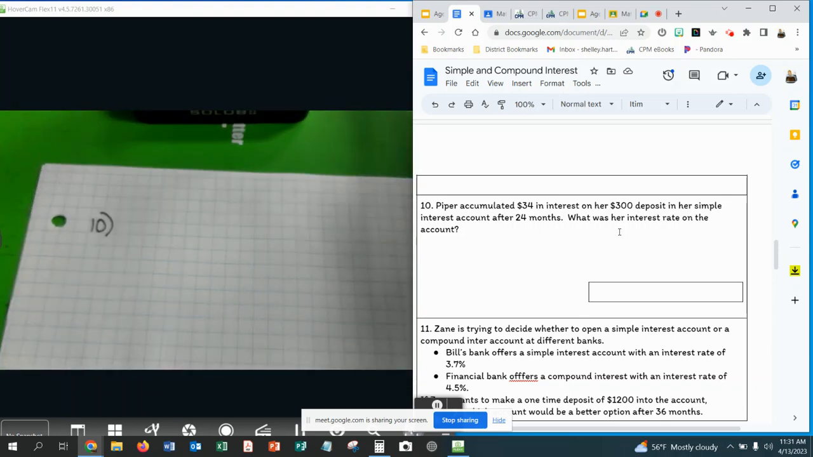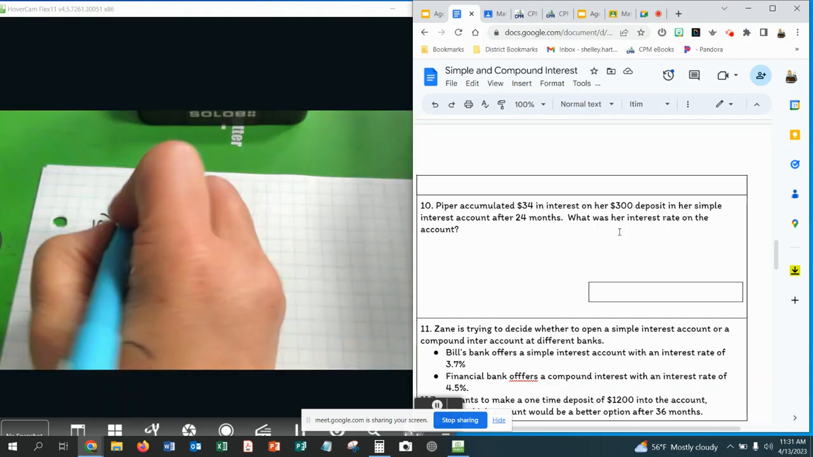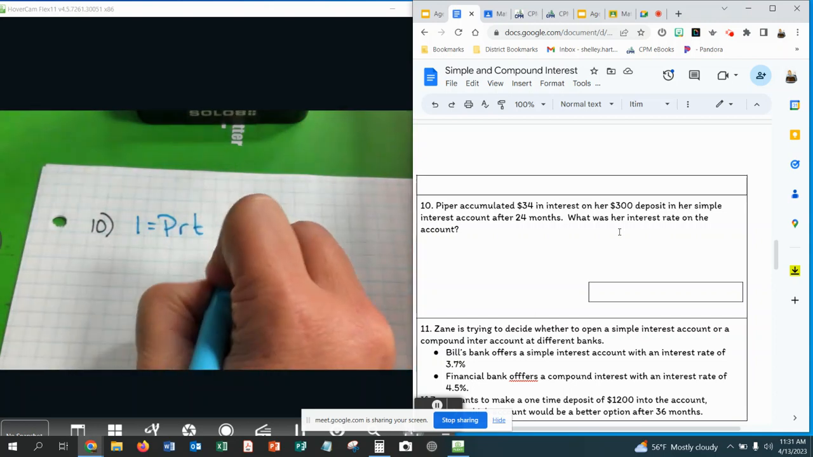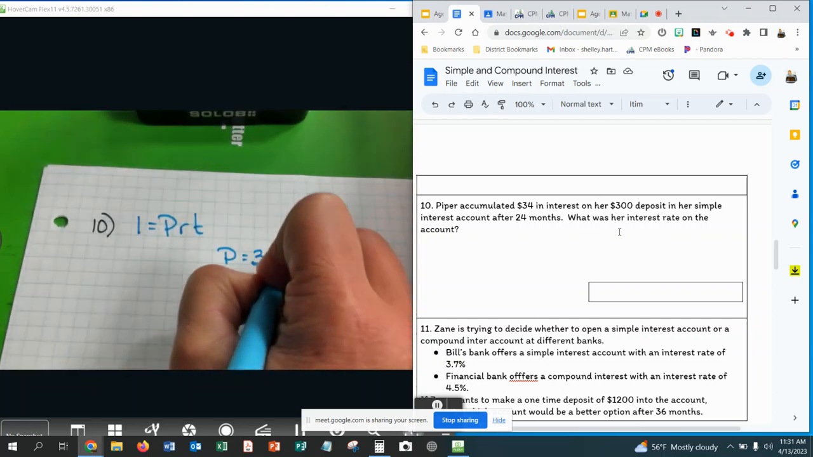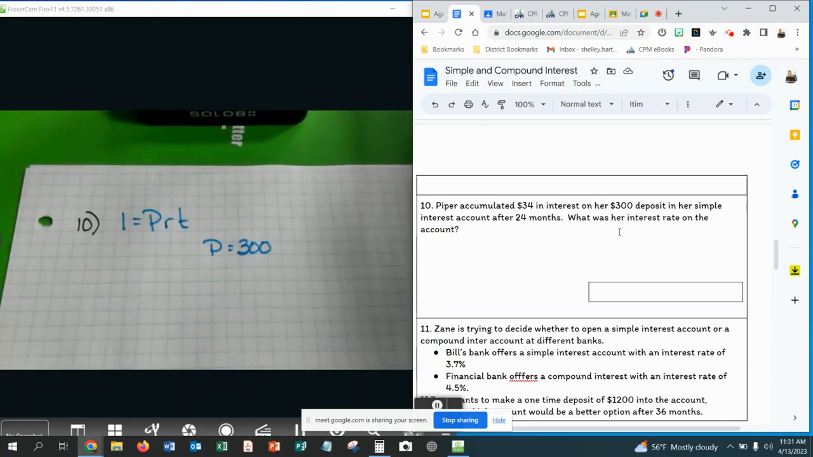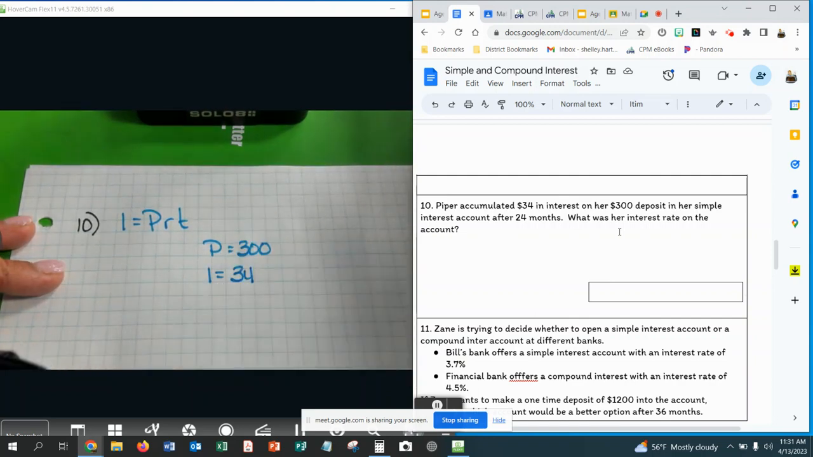Piper accumulated $34 in interest on her $300 deposit in her simple interest account. What kind of formula are we using? You can say it out loud. Simple interest. So I equals PRT. Our principal so far is $300, right? Perfect. Our interest accumulated is $34.